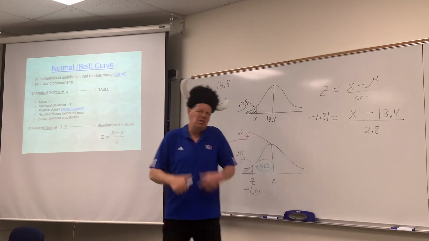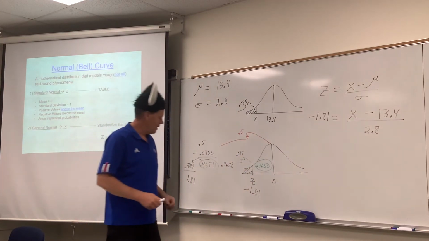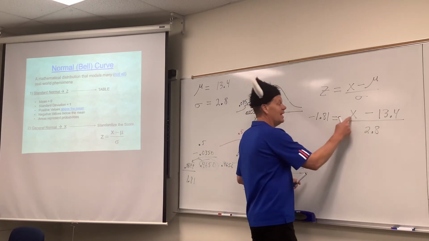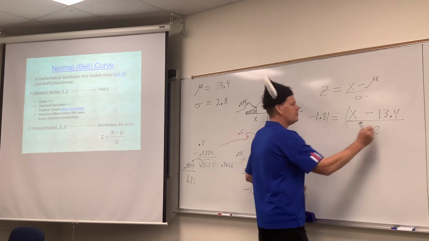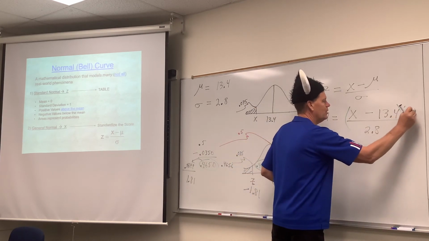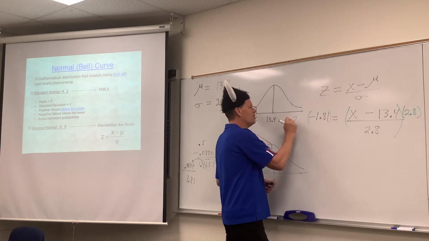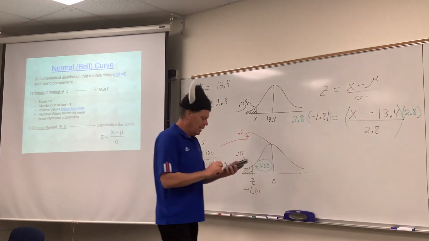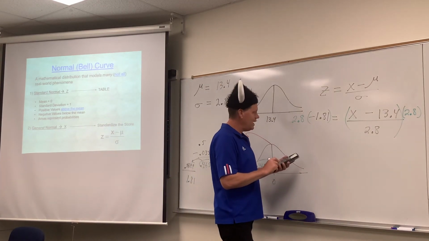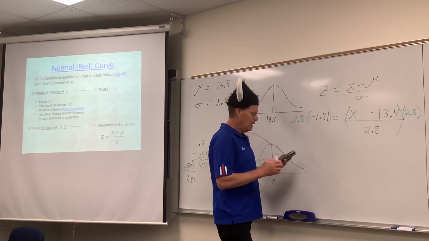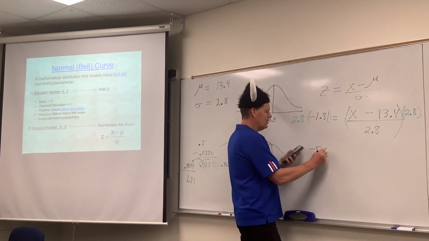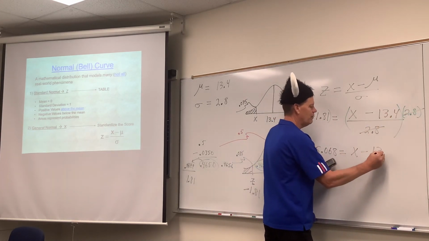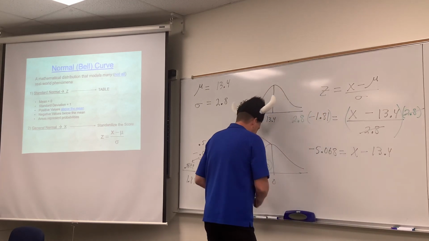And now guess what? This is just algebra. Solve for x. So, go back to your algebra training. This is linear because x is to the first power. So I think the first appropriate thing to do would be to clear the fraction by multiplying both sides by 2.8. So this is where I'm going to need to grab a handy dandy calculator here. And on the left-hand side, 2.8 times negative 1.81 becomes negative 5.068 equals, over here it cancels, leaving x minus 13.4. And then of course we add the 13.4 back over.